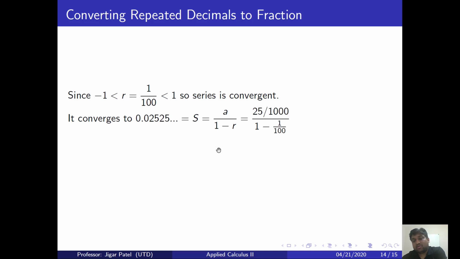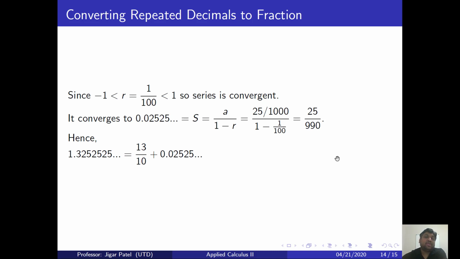It converges to a over 1 minus r. a is 25/1000 and r is 1/100. Subtraction of these two numbers, 1 minus 1/100, is going to be 99/100. Send the bottom of the bottom to the top and drop that 1000 down in the denominator. Crossing out 100 from top and bottom, I get 25/990. If you want, you can cross out 5 as well from top and bottom. I'm not crossing it out because I'm going to add this fraction with something else that has 10 in the denominator, so I don't want to make the sum complicated.